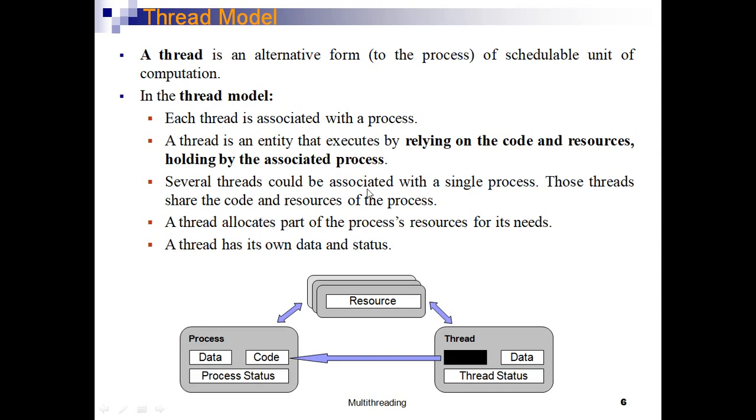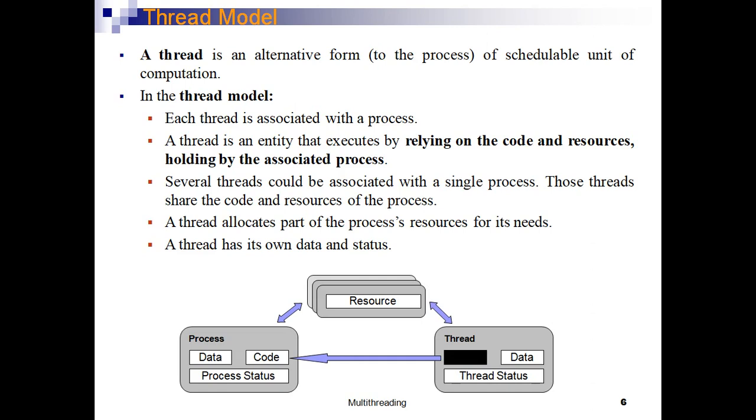So several threads could be associated with a single process. That means in a process there could be one thread or maybe multiple threads. Those threads share the code and resources of the process. That means these threads will execute under the resources of the process, that is, under the process memory. A thread allocates part of the process's resources for its need.